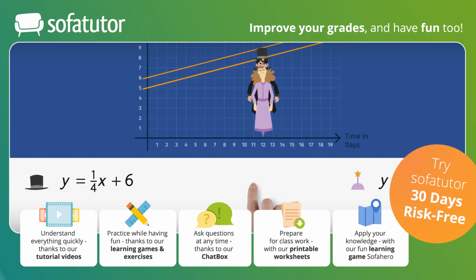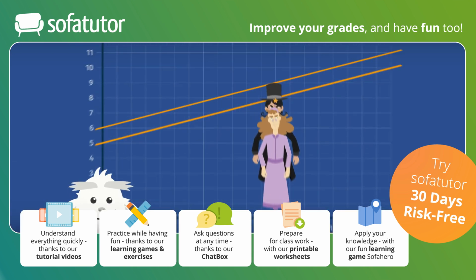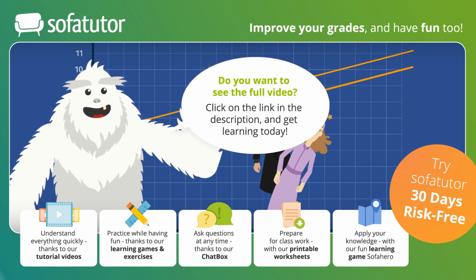The equation of each line is in slope-intercept form. y = mx + b. See? Both equations have a slope equal to 1/4. Whenever lines have the same slope, they're parallel. Now, given this situation, Richard will never, ever be taller than his nemesis.